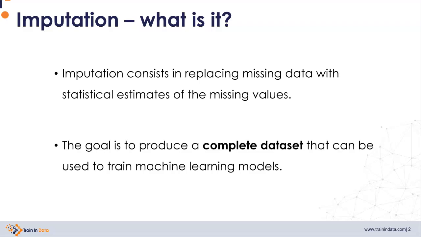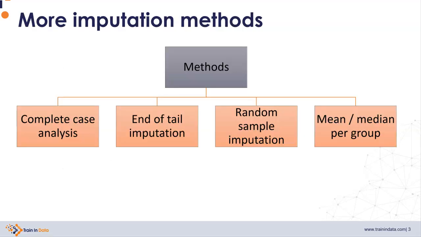Let's first recap on the meaning of imputation. We mentioned that imputation consists in replacing missing data with statistical estimates of the missing values, and that the goal of imputation is to produce a complete dataset that we can use to train machine learning models or obtain the predictions from it. In this section, we're going to cover 4 additional methods of imputation, which are complete case analysis, end-of-tail imputation, random sample imputation, and imputing with the mean or the median, but grouping by a certain variable.